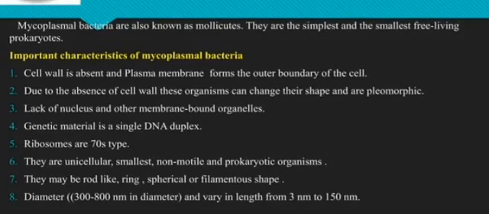Today our topic is mycoplasma. Mycoplasmal bacteria are also known as the mollicutes. They are the simplest and the smallest free living prokaryotes. Let us see about the important characteristics of the mycoplasmal bacteria.